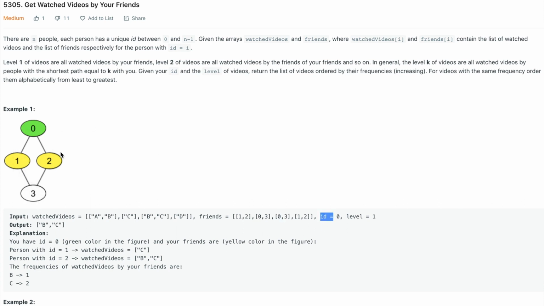Now the ID is 0 and the level is 1, so we want the direct friends of 0, right? And so those are 1 and 2, and their watched videos are C and B, C. So level 1 it's 1 and 2, so it's this one and this one. So their frequency is increasing, not decreasing. So the ones that have the smallest frequency should be first. And so you can see here that C occurred twice, so it should be last, and then B first.